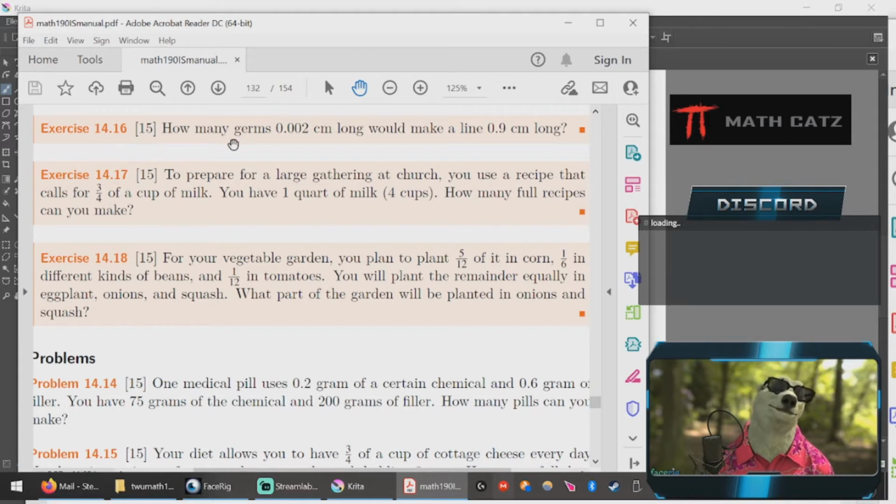1416 says, how many germs 0.002 centimeters long would make a line 0.9 centimeters long? It's really a very simple question in essence. However, the presence of these maybe less familiar decimal numbers distracts many students from seeing what the calculation is.